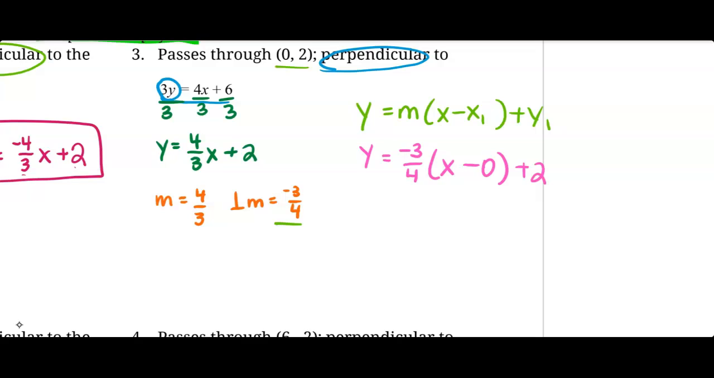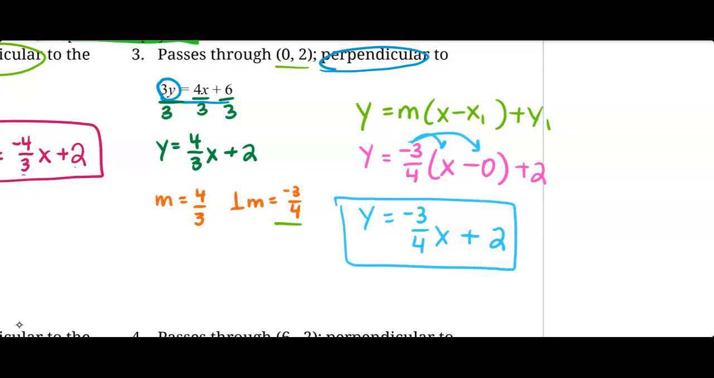Since we want it in slope-intercept form, I'm going to distribute my -3/4, which gives me -3/4x. -3/4 times 0 is 0, plus 2, so that is my final answer. Again, if you had noticed that's the point (0, 2), that means it's the y-intercept.